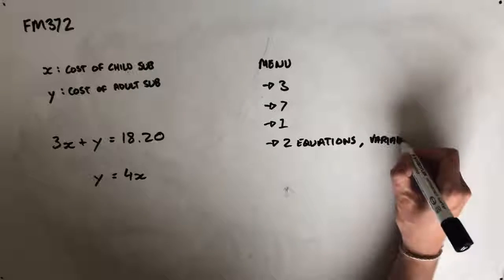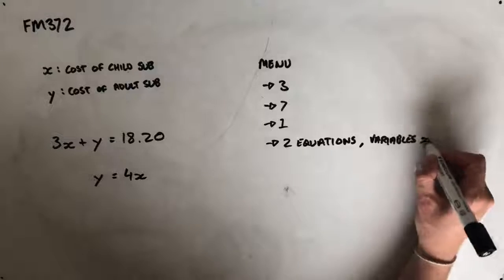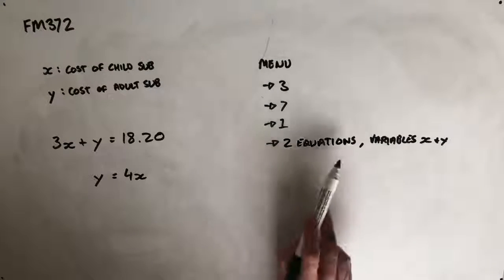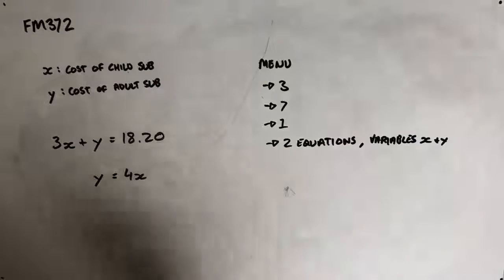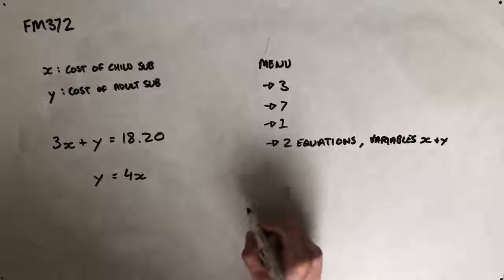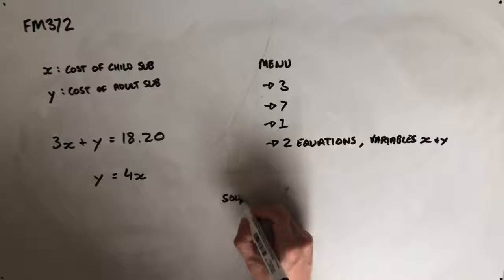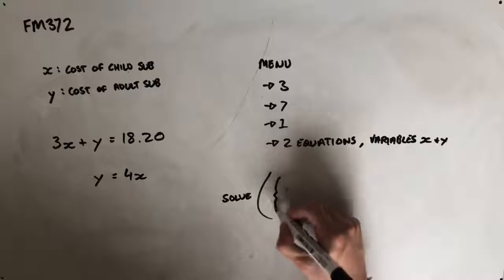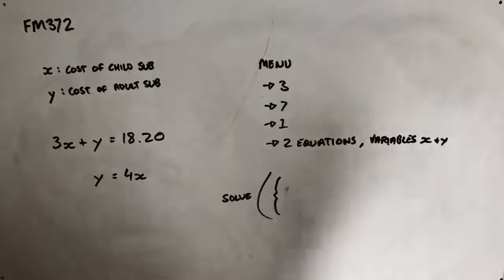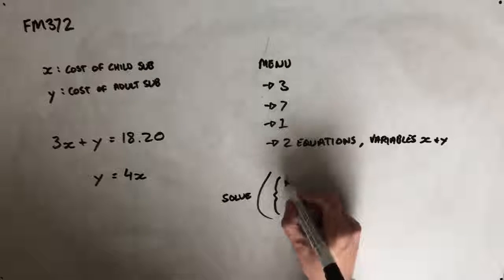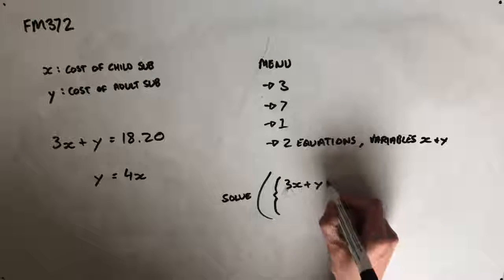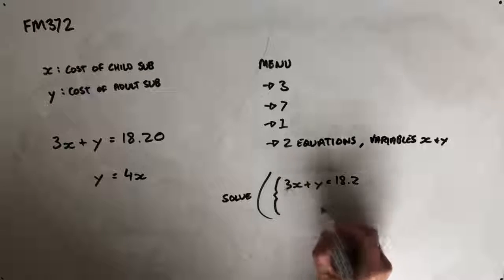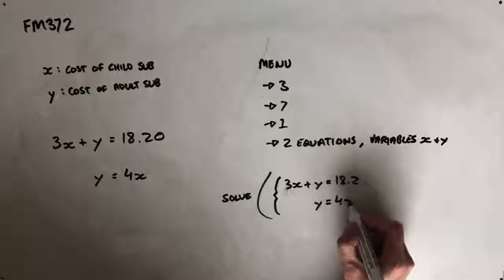If for whatever reason they're not that, I'd just change it so that it says that you have 2 equations that you're going to be using and the variables are X and Y. From here you'll have a little thing pop up in your calculator that says solve, and then it's got an open bracket, it's got a curly bracket with 2 blank squares in it. So in those blank squares you're going to put your 2 equations. So you're going to put in 3x plus y equals 18.2, and then you're going to put in y equals 4x.